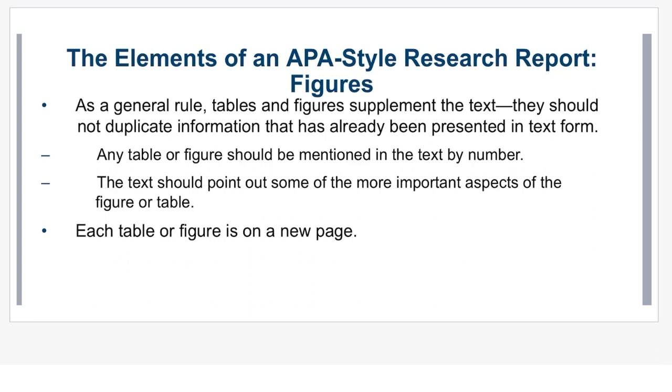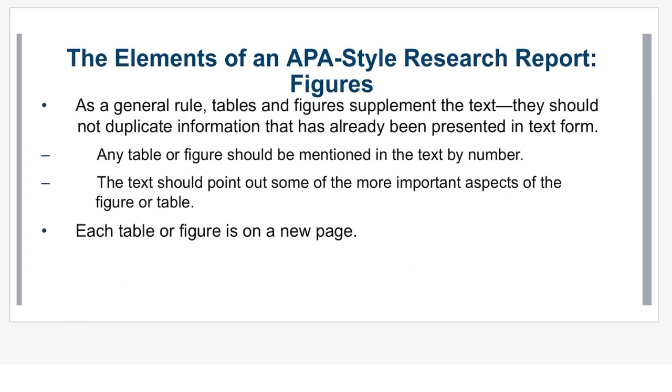For tables and figures, again, I talked about this, that they go at the end as a general rule. They are supplementing the text. They're not duplicating information that's already been presented in text form. So if you already explained and presented the numbers in text form, you don't need a table as well. But if it's easier to understand conceptually in a figure, a graph, or a table, then you can reference it. You don't have to provide that information in the body of your text.